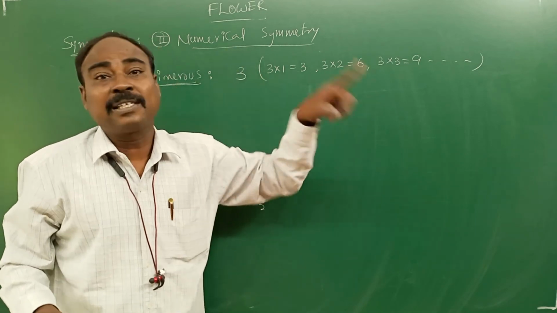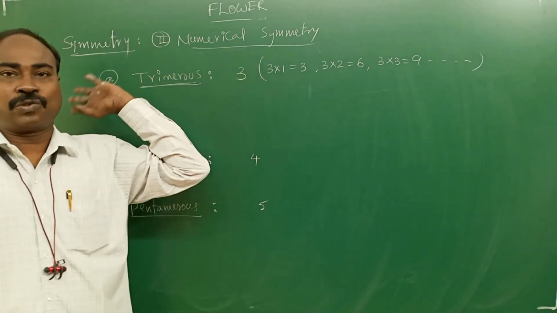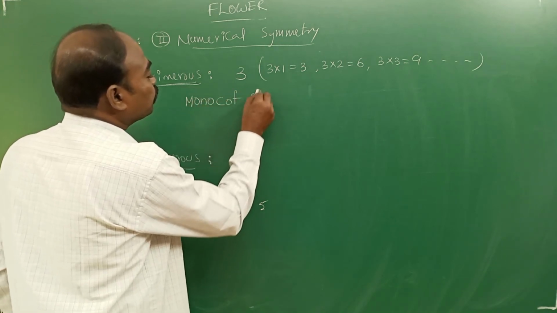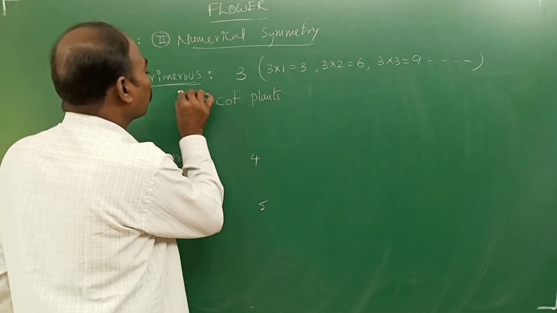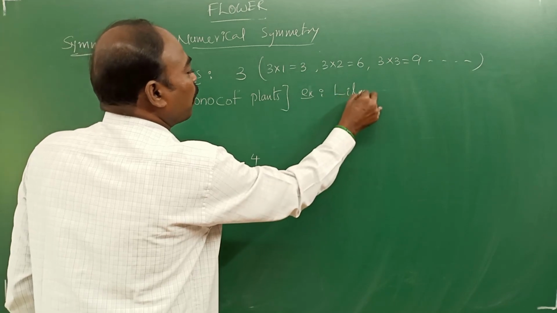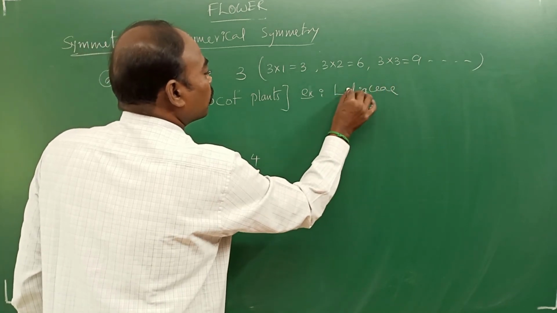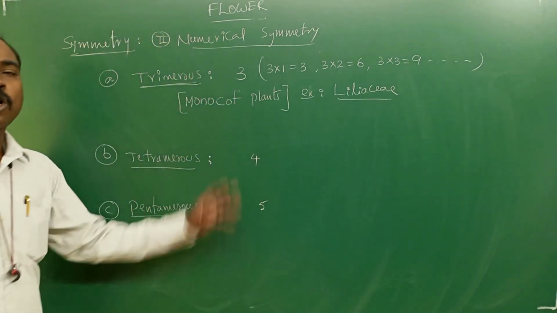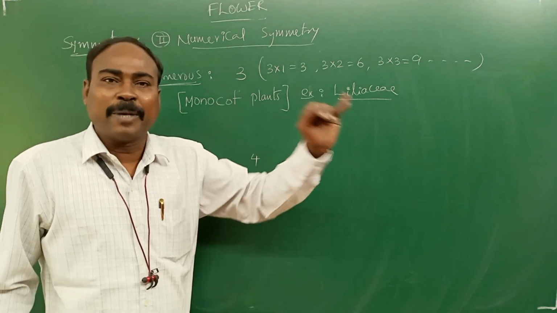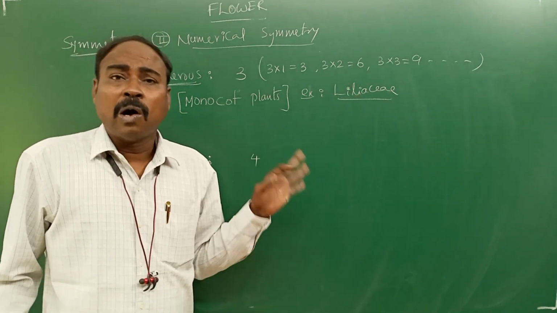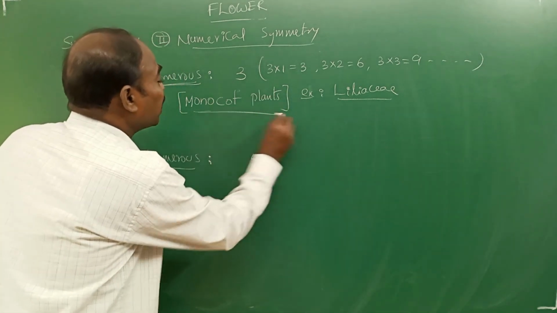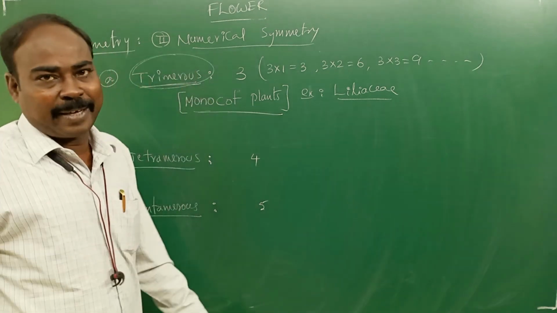Such flowers are considered trimerous flowers, generally found in monocot plants. Example, Liliaceae family. All monocot members generally have this numerical symmetry, that is 3 or multiples of 3. The number of floral leaves is 3 or multiples of 3. So monocot plants exhibit this numerical symmetry, trimerous.